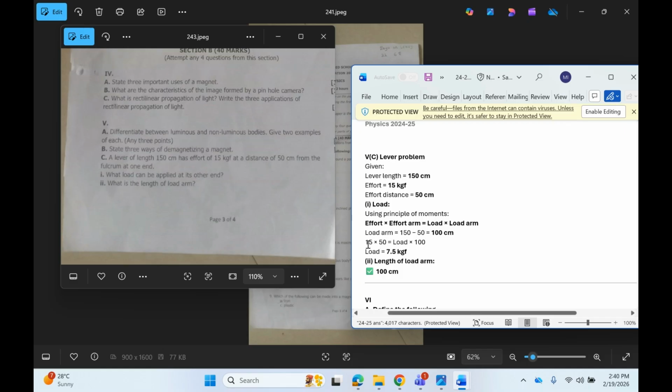So load into load arm. Sorry, effort into effort arm: 15 into 50 is load, which we don't know, into load arm, which is 100. From this you get load is 7.5 kgf. Is this problem clear? This problem will come definitely. This is very important.